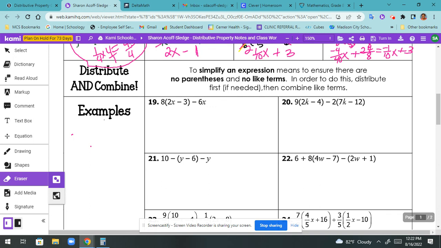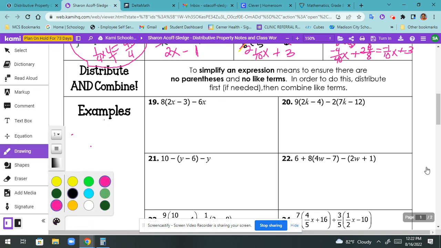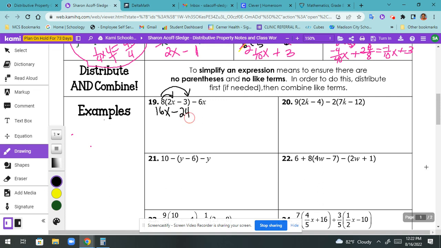But multi-step will involve the distributive property. It will involve combining like terms. So for this one here, back to black. We're going to do the distributive property first and take care of that one. So we're going to do 8 times 2x, which is how many x's? 16. Okay. Minus 8 times 3, which is 24. And then we didn't do anything with that minus 6x, but we're still going to write it down. Whatever you don't use, bring it down with you.